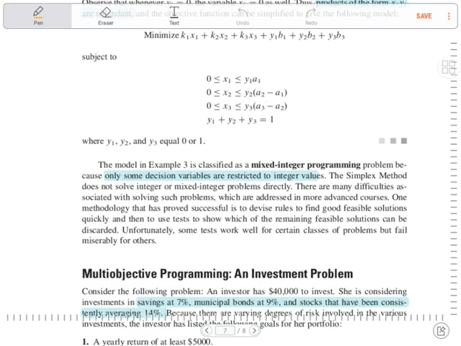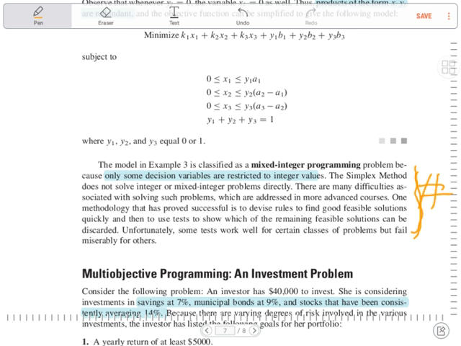So the model in example 3 is classified as a mixed integer programming problem because only some decision variables are restricted to integer values, obviously. They are saying something related to the solution of it, which we are not going into in this introduction part. As we proceed we will be learning whatever procedures are there up to our syllabus, so I'm just skipping this part for the time being. The only thing is that, as I already said, if some of the variables are integer and some are non-integer, then your problem becomes a mixed integer programming problem.